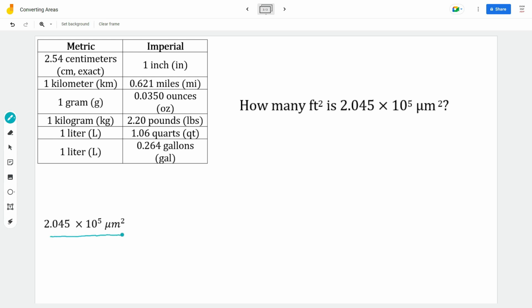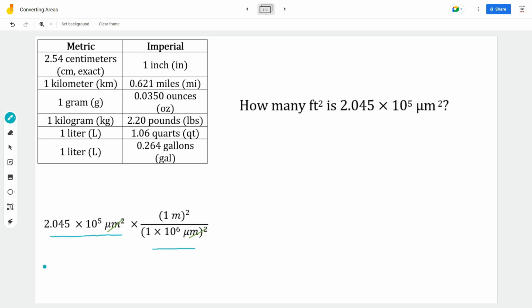Starting with what I was given, 2.045 times 10 to the 5th micrometers squared. Let's deal with the micrometers to meters first, then we'll deal with the squared. Here's my conversion factor. There are 10 to the 6 micrometers in 1 meter. Now to make sure my squared cancels, I'm going to square the denominator and I'm going to square the numerator. Now my micrometers squared cancels and I'm left with meters squared.